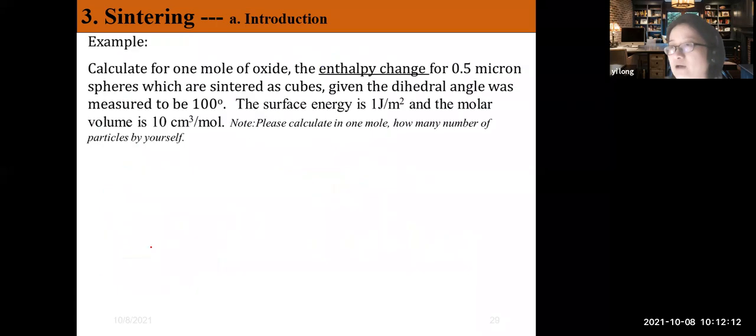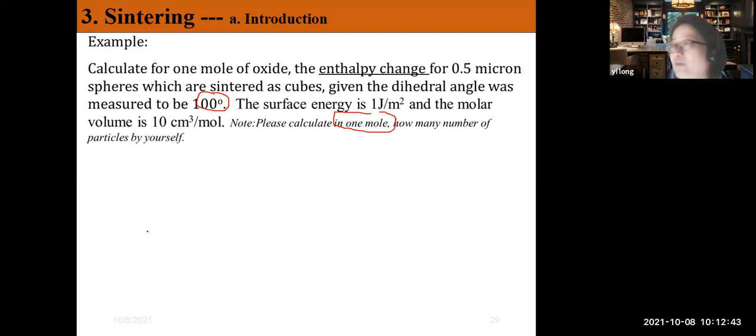So let's move on. For example, let's calculate, for 1 mole of oxide, the enthalpy change of 0.5 micron spheres which are sintered as a cube, given that the dihedral angle was measured to be 100 degrees. The surface energy is 1 J per square meter, and the molar volume is 10 cubic centimeters per mole. Please calculate everything for 1 mole, so it will be easier. So for 1 mole, how many particles are there? Work it out by yourself.